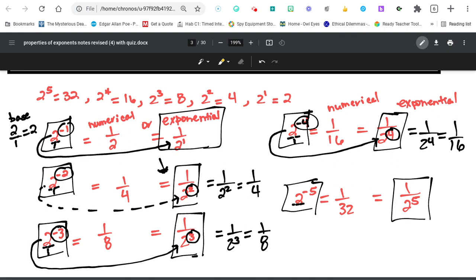Here, a base of 2 is the same as a base of 2 over 1. It has a negative exponent. I can flip it. My base of 2 would move from numerator to denominator. But if I move my base of 2 from one part of the fraction to the other, the exponent also changes signs. And we should all know that 2 to the 5th power is 1 over 32. Okay?